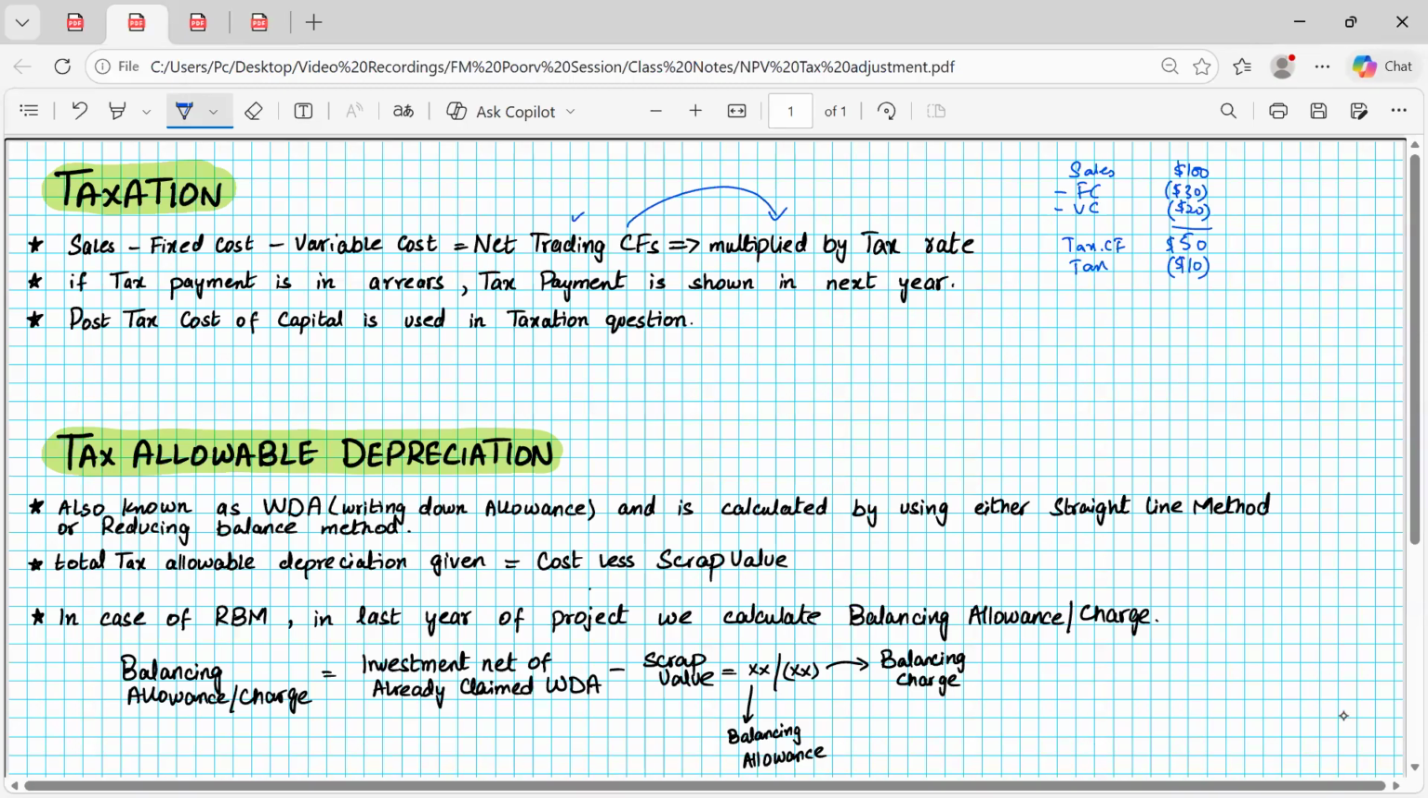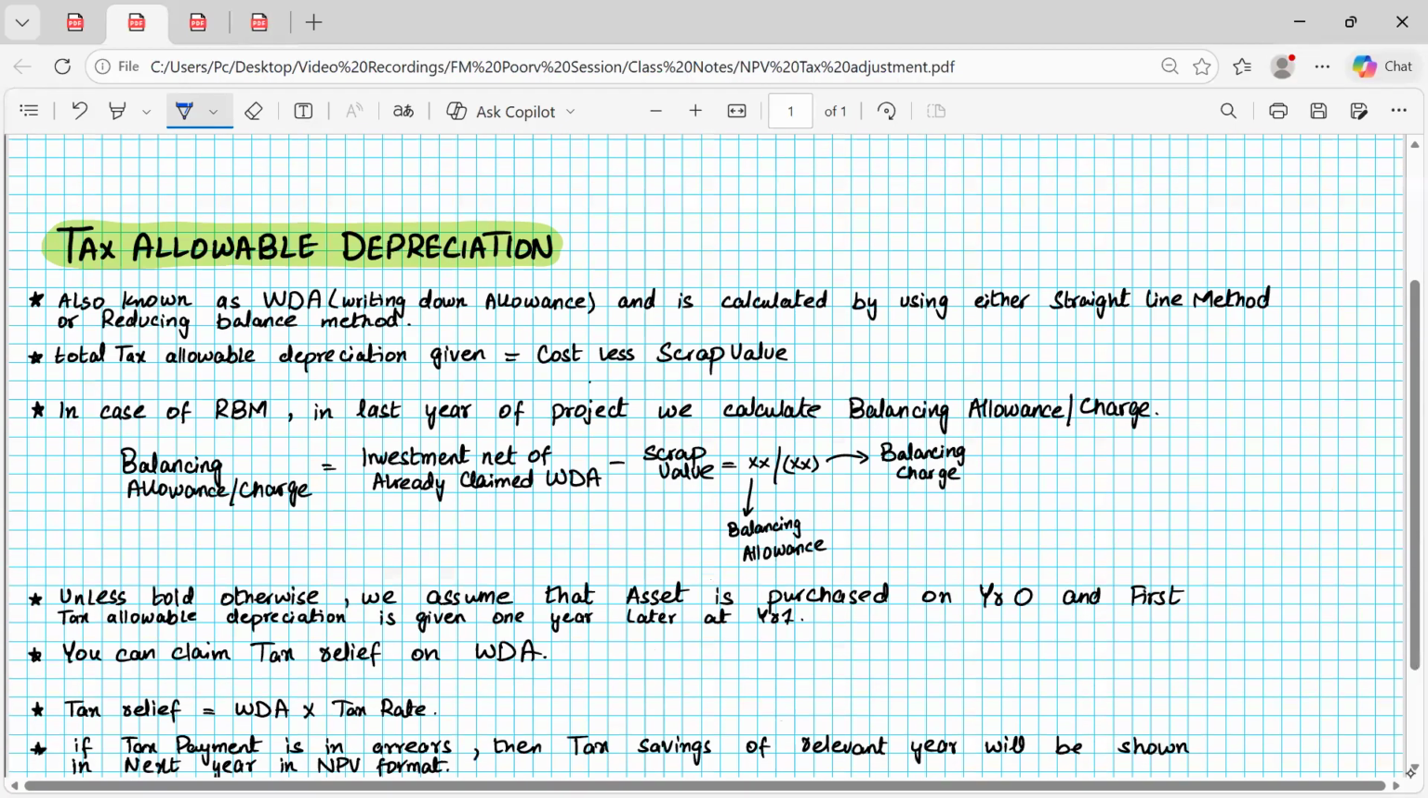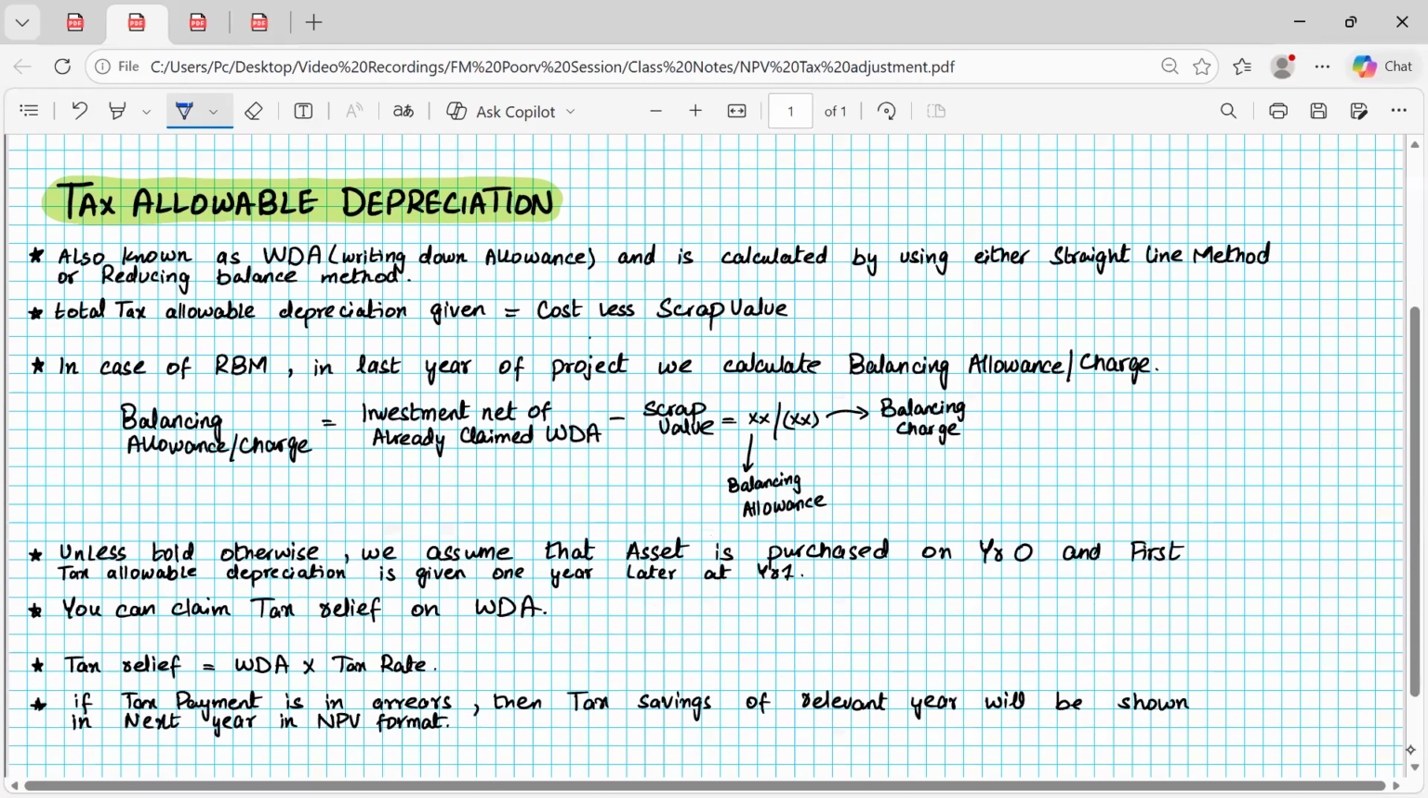Now comes the main thing, main part, tax allowable depreciation. Now, you both have a bit of idea about this because you both have studied the financial reporting exam. There we talked about in the income tax standard that according to the tax rules, the depreciation charge is different, right?